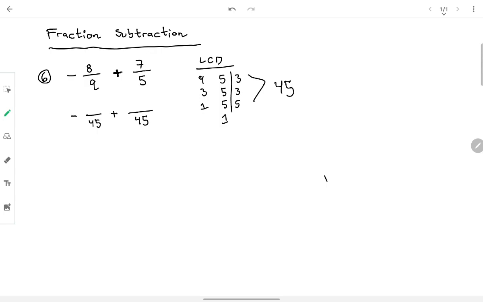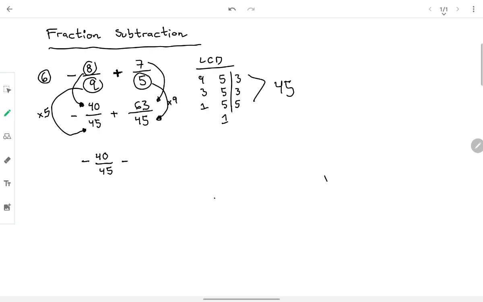So we will see 9 is multiplied by 5 to get 45, so 8 is also going to be multiplied by 5. We will get 40 over 45. In this case, 5 is multiplied by 9, then 7 also gets multiplied by 9. We will get 63. Then we can copy this: minus 40 over 45 plus 63 over 45.